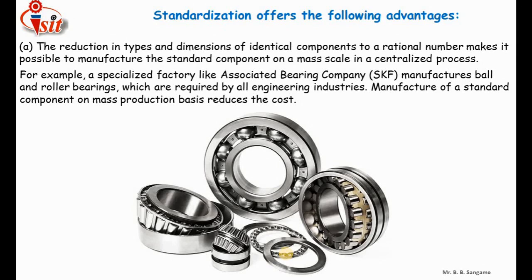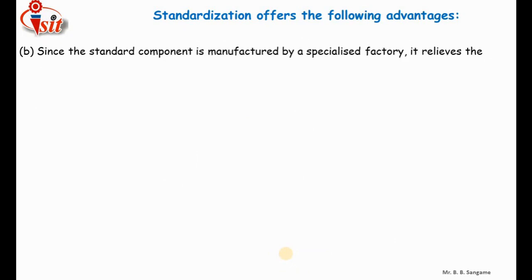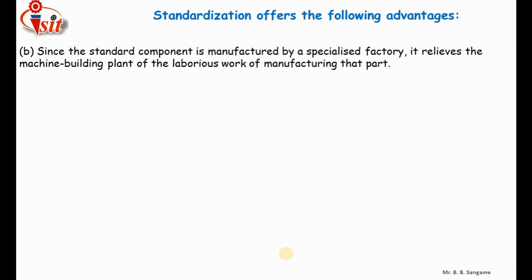According to the application and the type of load, SKF has provided various types of catalogs. We can select the required type of bearing from the manufacturer's standard catalog. On the basis of mass production, we can reduce the cost. Since the standard component is manufactured by a specialized factory, it relieves the machine building plant of the laborious work of manufacturing that part.